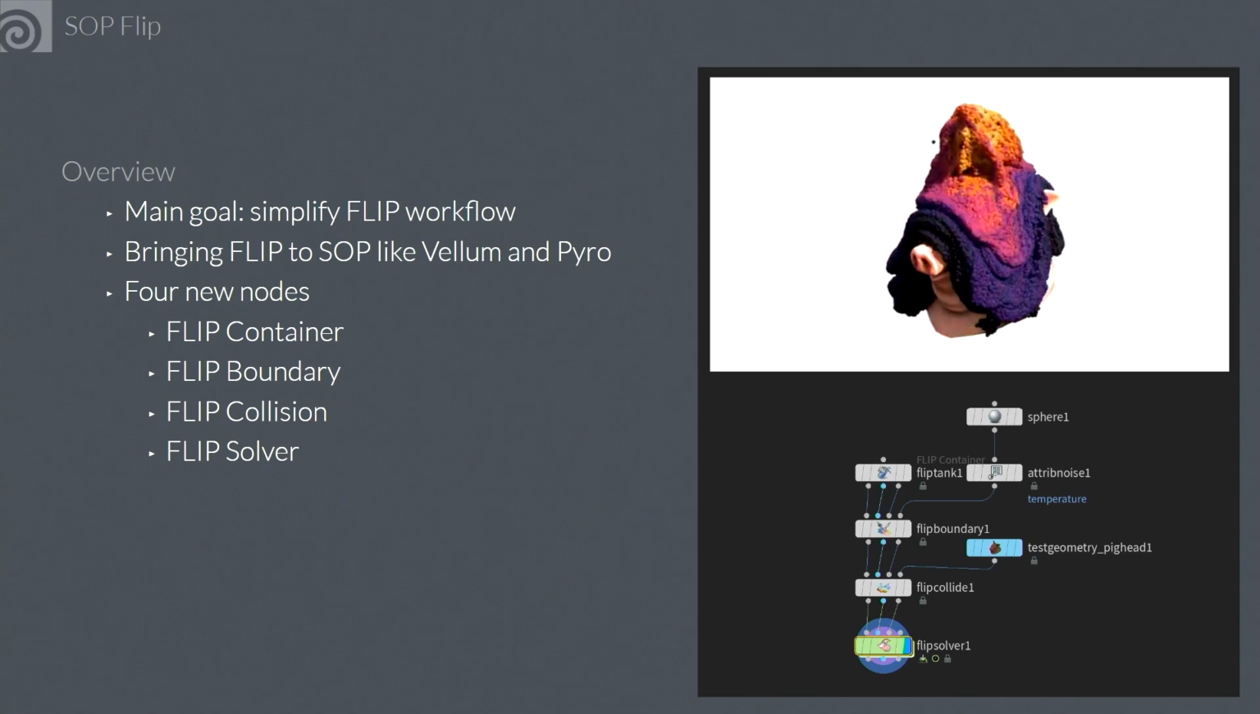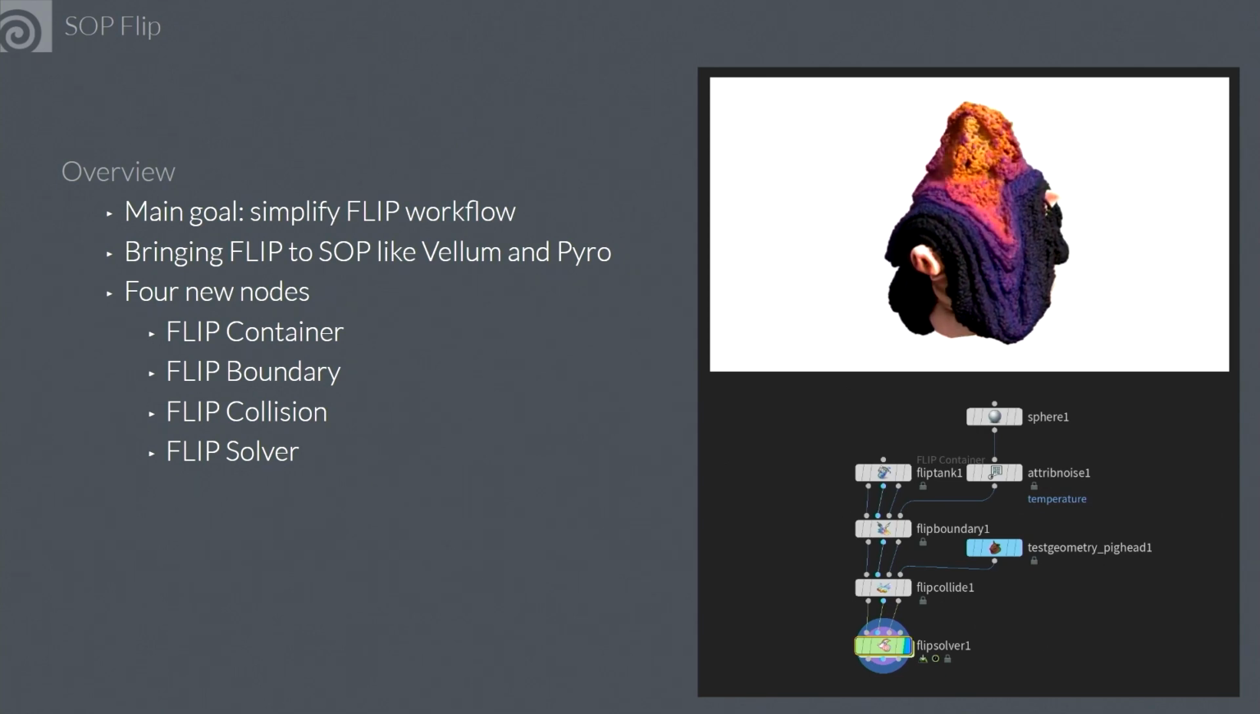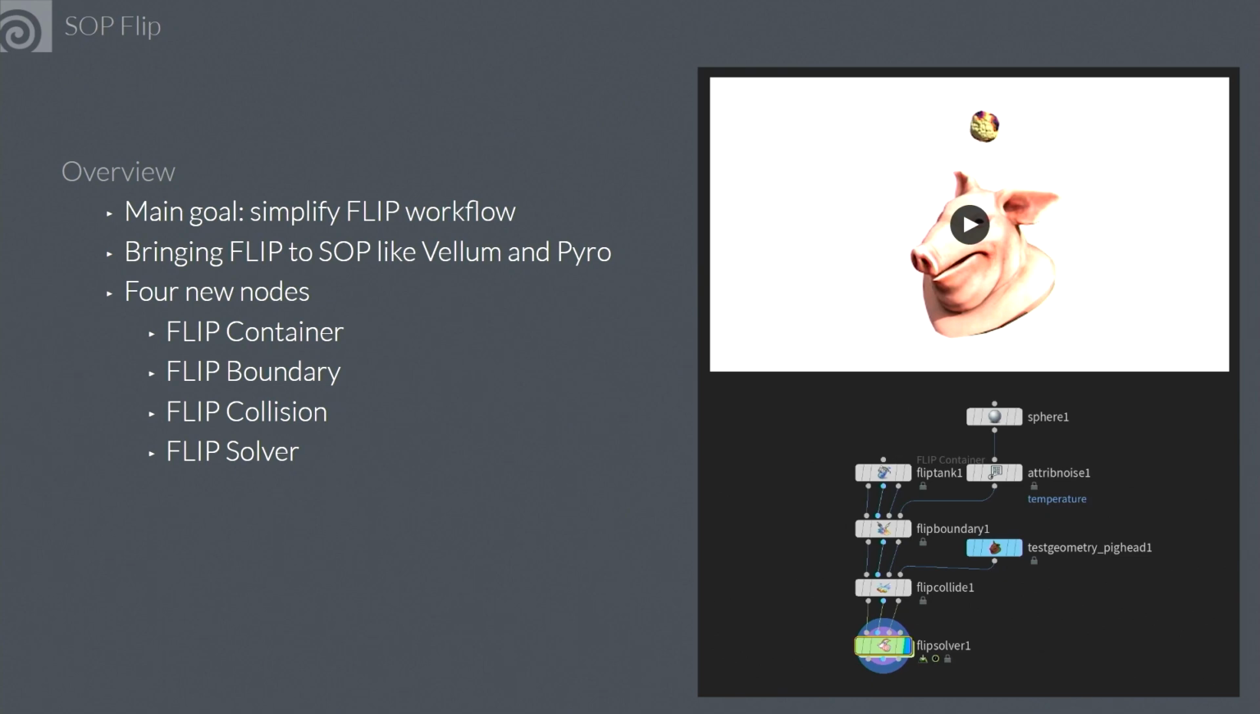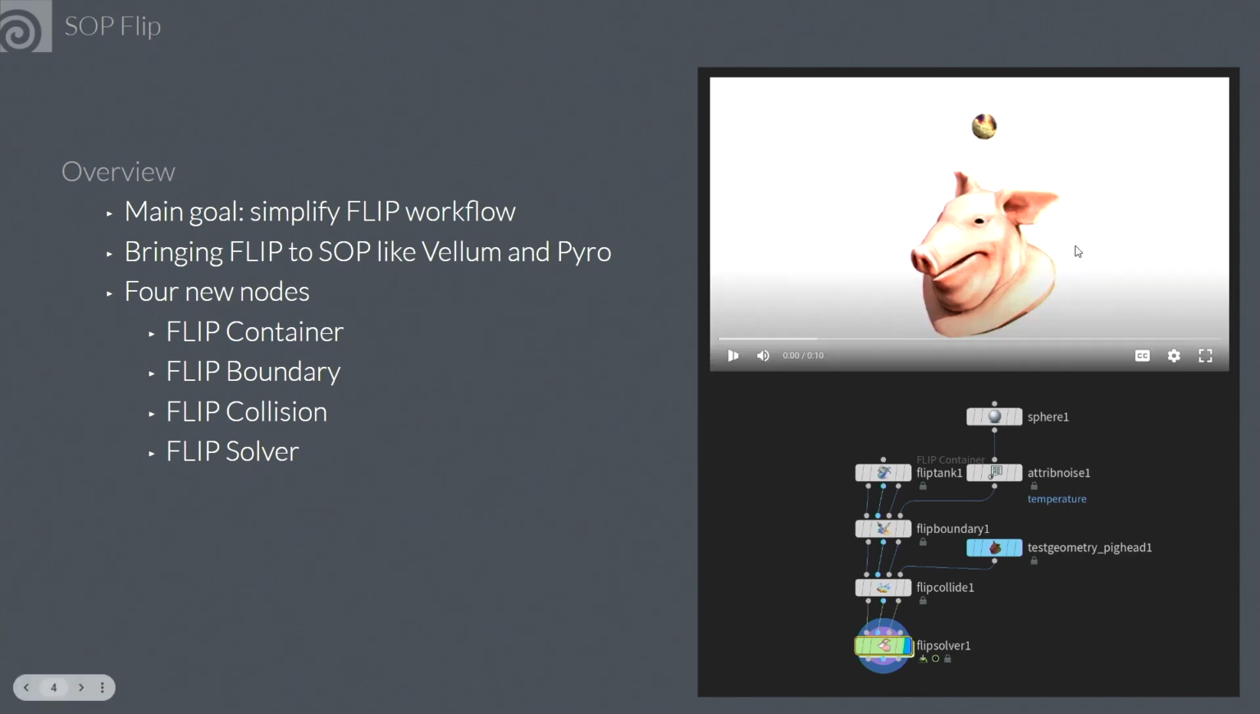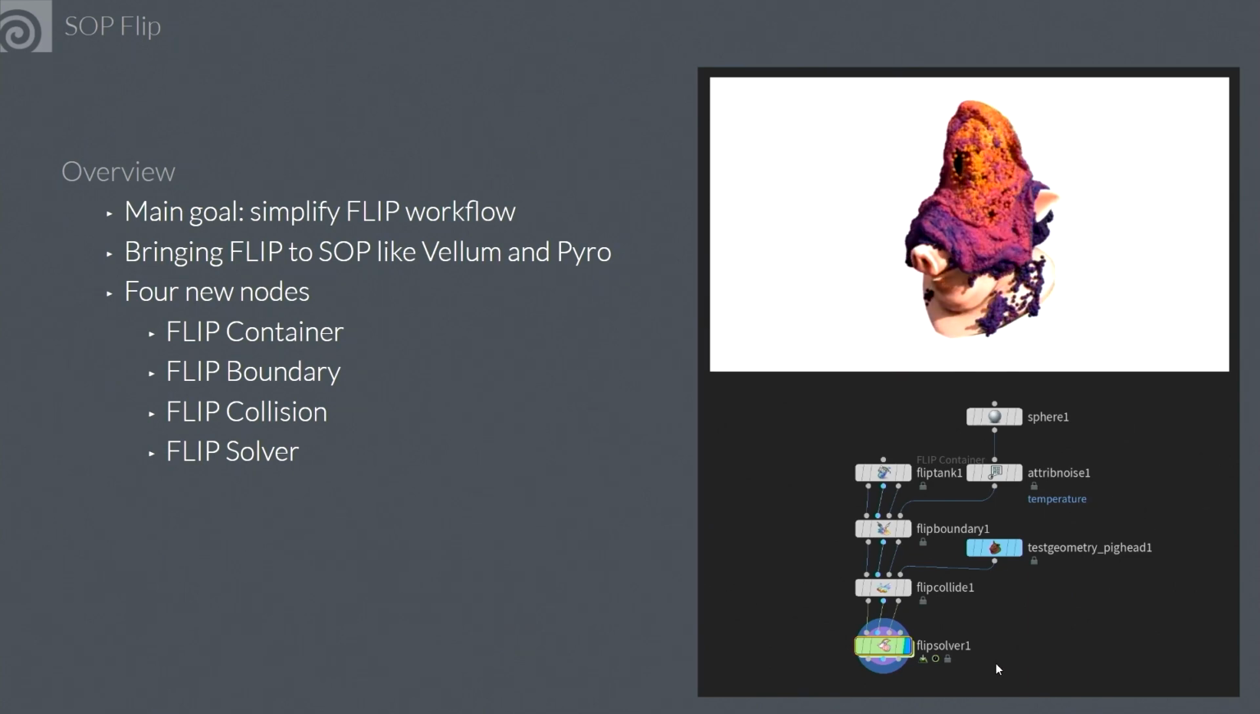There are a few new features, but as we have Pyro, RBD, and Vellum in SOPs, the FLIP solver was the last dynamic solver which was not living in SOPs. The whole workflow for FLIP in SOPs now consists of only 4 nodes. The FLIP container usually defines where you want to run the simulation. The FLIP boundary is usually used for sources and things. FLIP collision creates collision objects, and the FLIP solver runs the simulation. Here's a fun little simulation, and you can see the setup here.